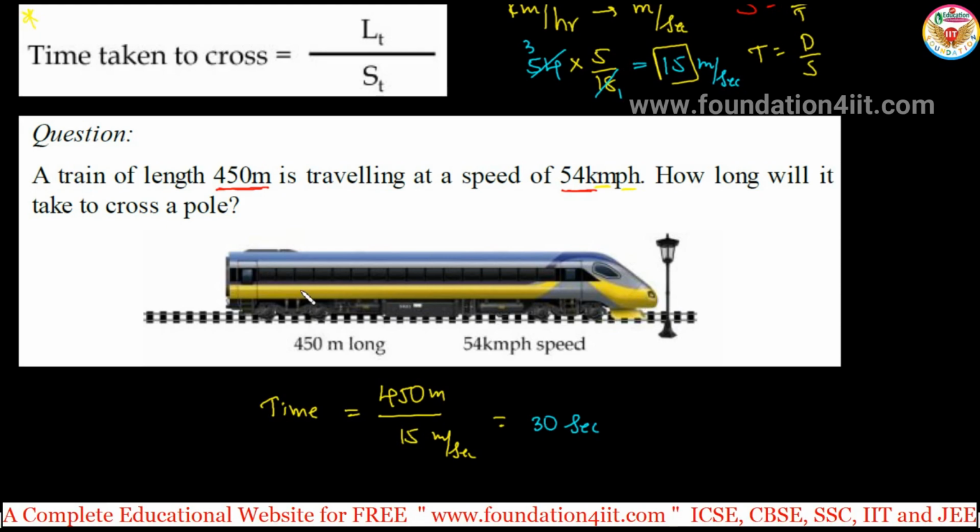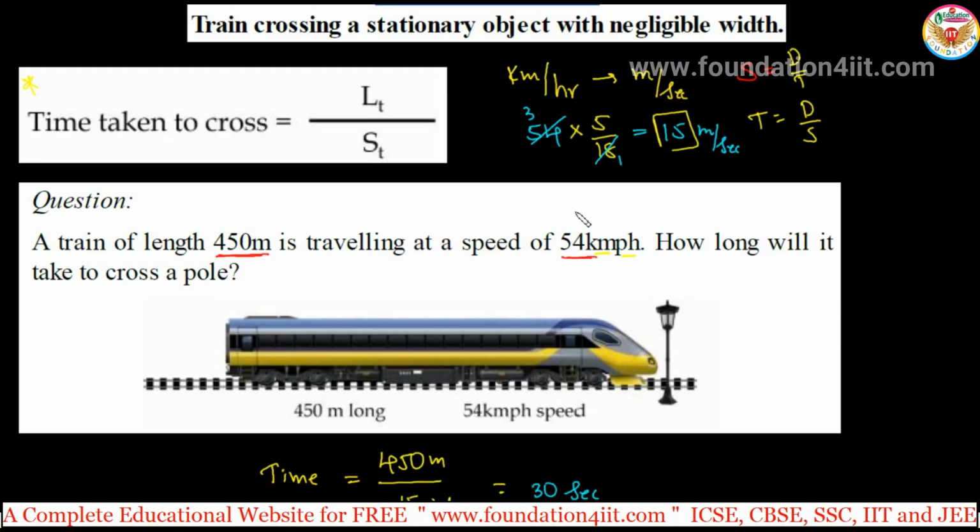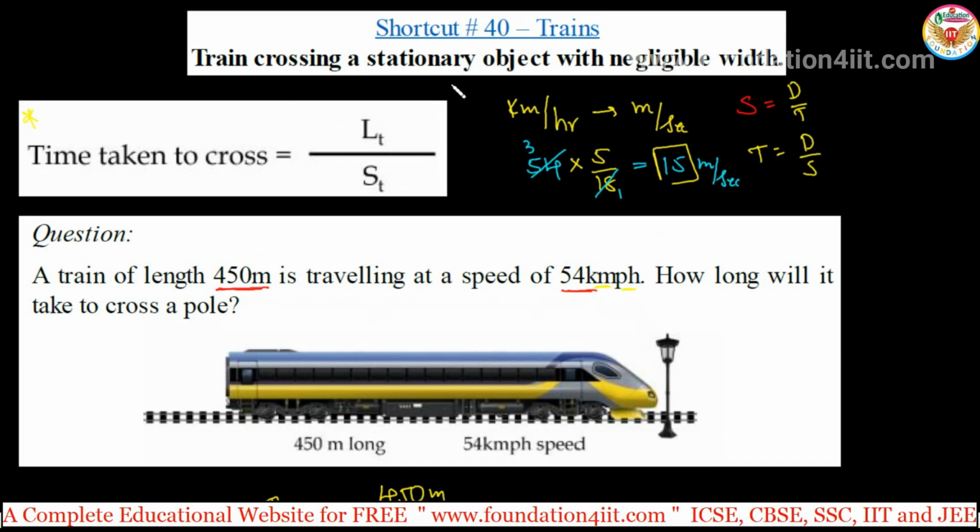It is just simple logic: the length of the train itself is the distance we should take, and we must convert the speed into meters per second if the length is given in meters. If the speed is already given in meters per second, we can take it as it is. So you can apply this technique to a train crossing a stationary object with negligible width. Not only a pole; in some cases, from the examination point of view, they will give a person standing, and the train has to cross him. For a particular object with negligible width, we should not consider the width of the pole, so it is 0. That's why we can directly take the length of the train by the speed of the train to find the time taken to cross it.